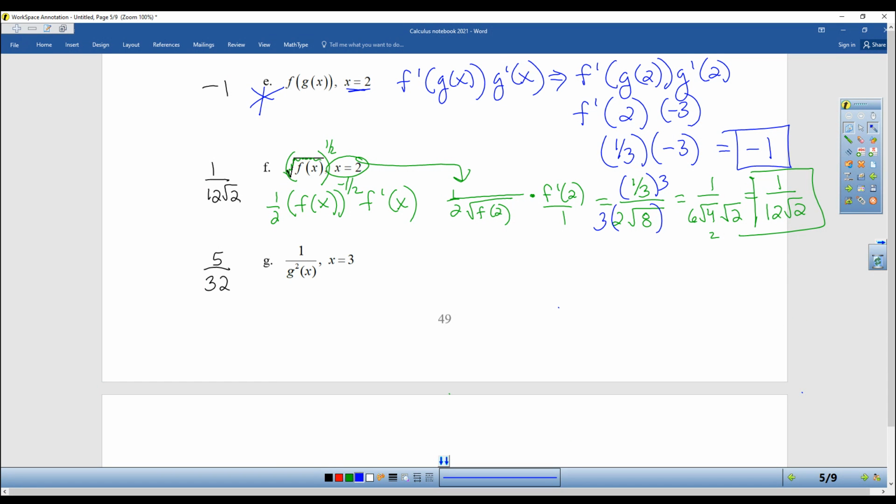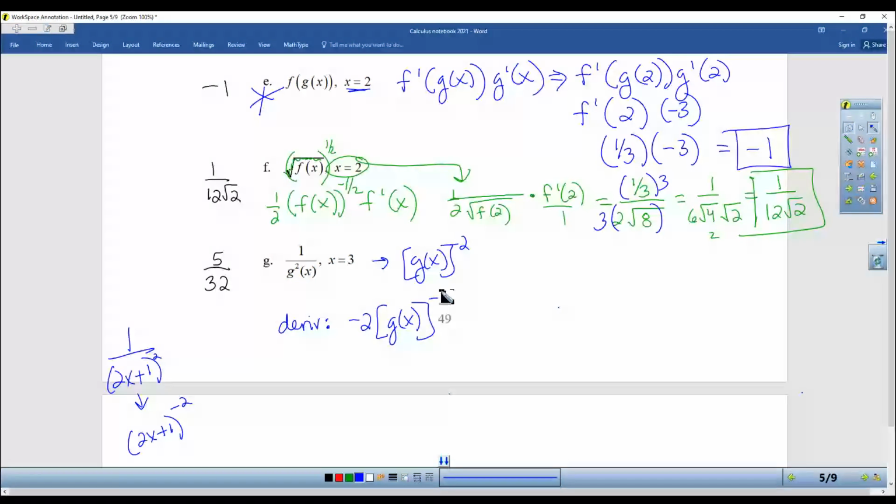Last one. If this were really my problem, if I really had 1 over 2x plus 1 to the squared, I personally would change that to 2x plus 1 to the -2 and then find the derivative. So always make it a real example. So I'm going to change this to g of x to the -2. And then the derivative is -2 g of x, it doesn't change, to the -3 times the derivative of the inside.